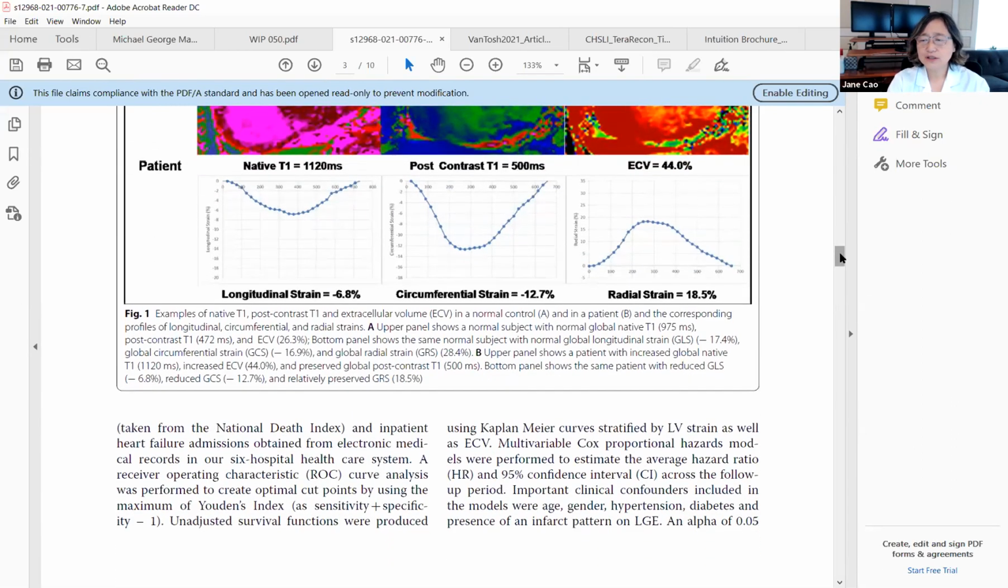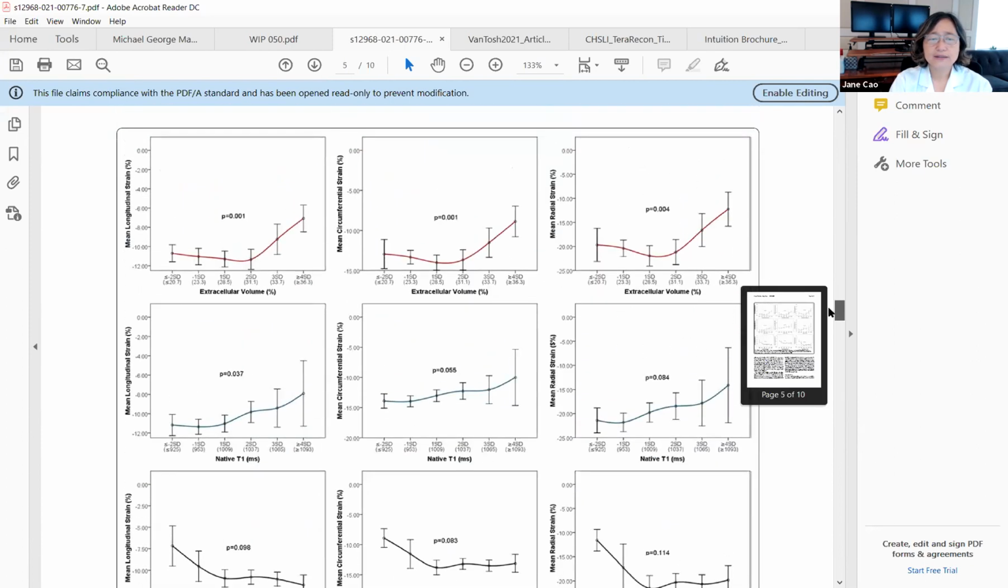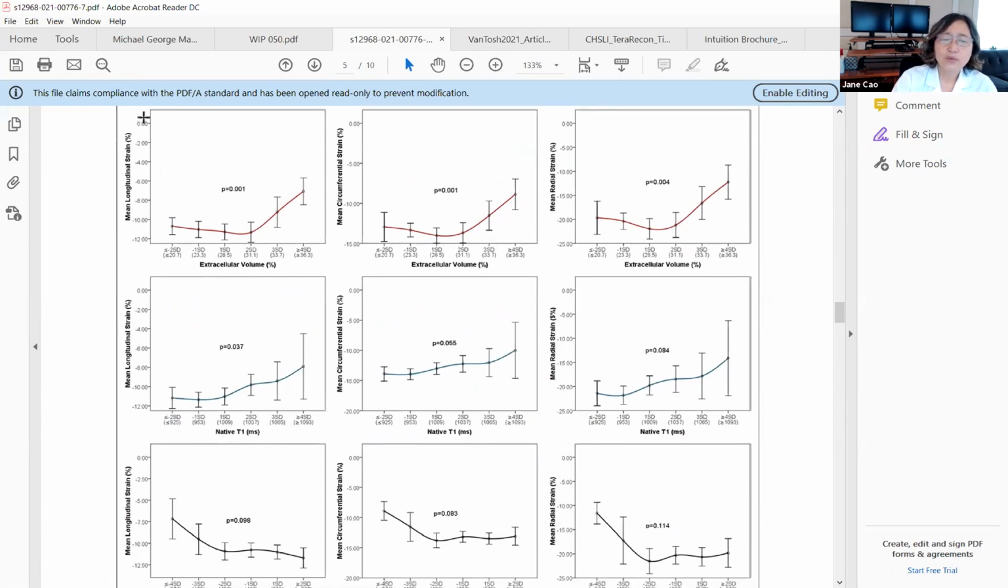So now let's move on to look at the relationship of strain and T1 parameters in figure 2. Let's focus on the left panel first. This is the relationship of longitudinal strain with T1 parameter. The y-axis is the longitudinal strain, and the x-axis is the T1 parameter. So let's focus on the left top panel, which is the ECV.